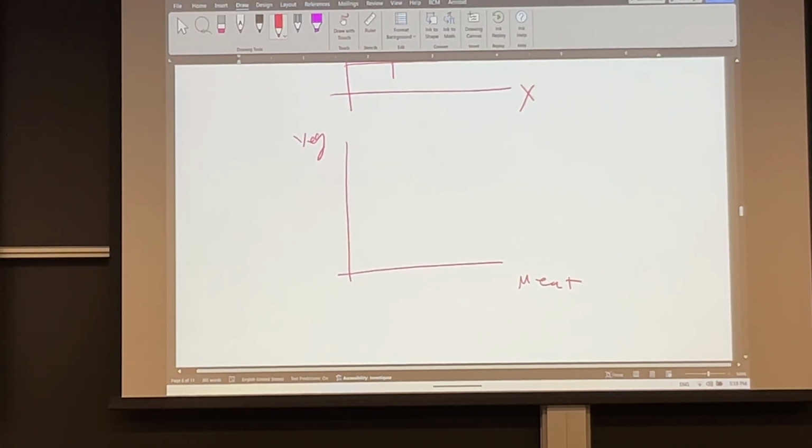It must look like this. Meat is bad, vegetable is good. Make sense? The direction of happiness is no meat and more vegetable. That's a strict vegetarian, right?